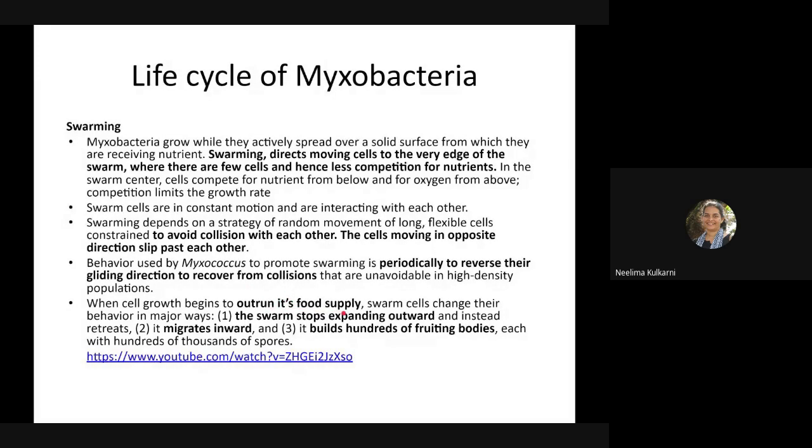So, when the food supply is outrun or exhausted, then cells will change their behavior. The swarm will stop expanding outwards because now nutrients are not available. The reason for migration from the center to the periphery was in search of nutrients. But when the nutrients are exhausted, they will retreat and start migrating inwards. Then they will form, as I told you, waves, and then they will form mounds, and they will build hundreds of fruiting bodies with hundreds and thousands of spores.